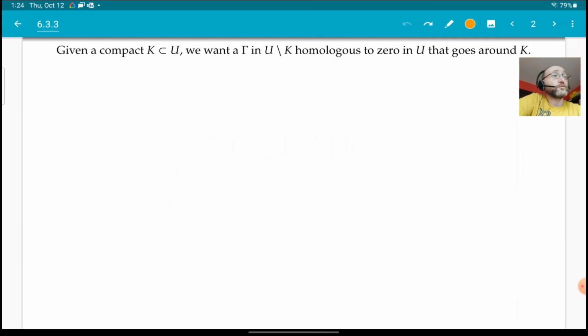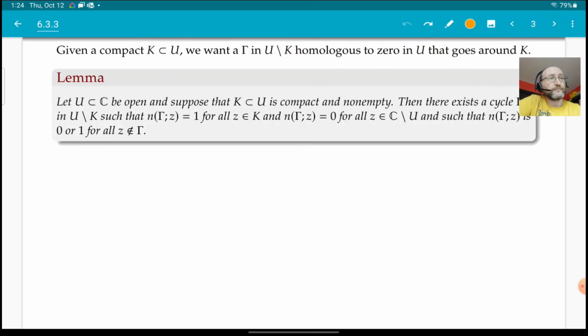All right, so what are we trying to do? Suppose that we have a compact subset K of an open set U. We're trying to find a gamma that doesn't go through K. It's supposed to go around K, but it's also supposed to be homologous to 0 in U. So it shouldn't go around anything on the outside of U, but it should go around K. All right, this is the more technical statement of what we're trying to do.